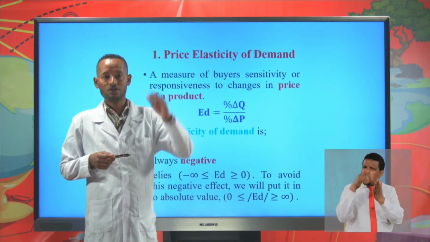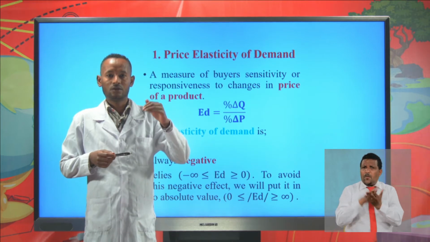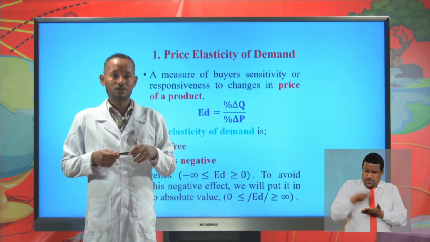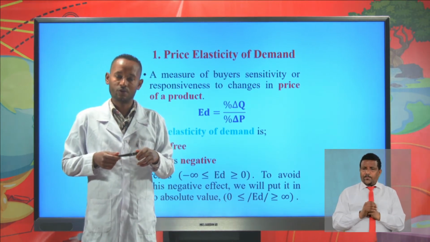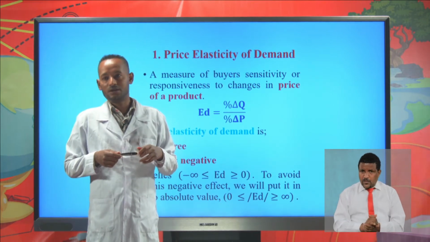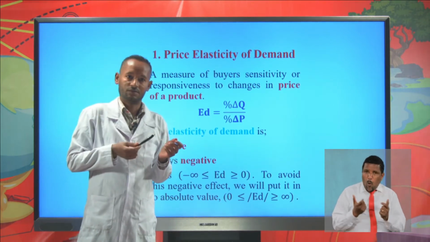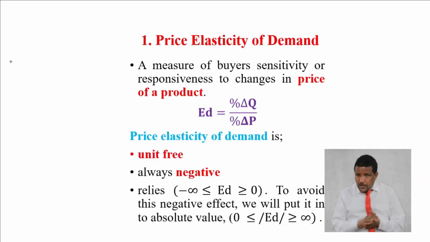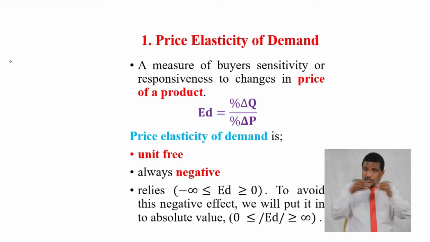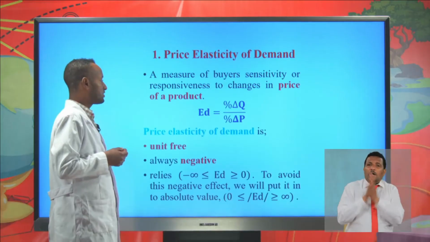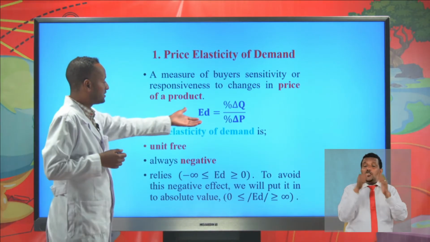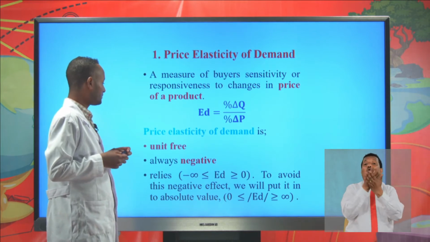With the change in the price of a commodity, the buyer will respond in different ways. The buyer might be sensitive or less sensitive. So this is measured by the price elasticity of demand. Mathematically, the price elasticity of demand is calculated by dividing the percentage change in quantity demanded by the percentage change in price of a commodity.